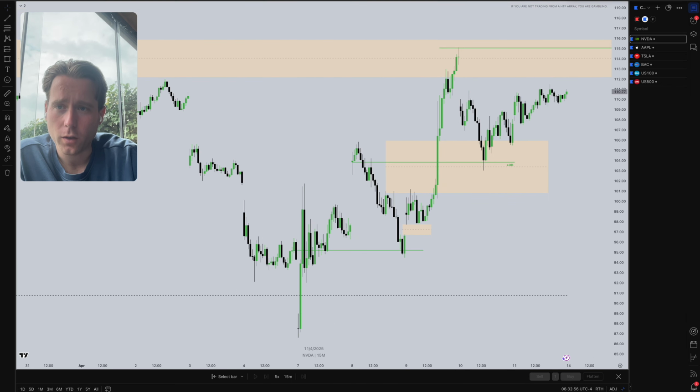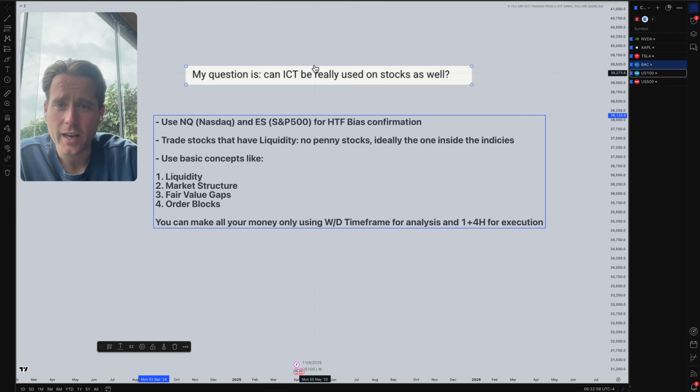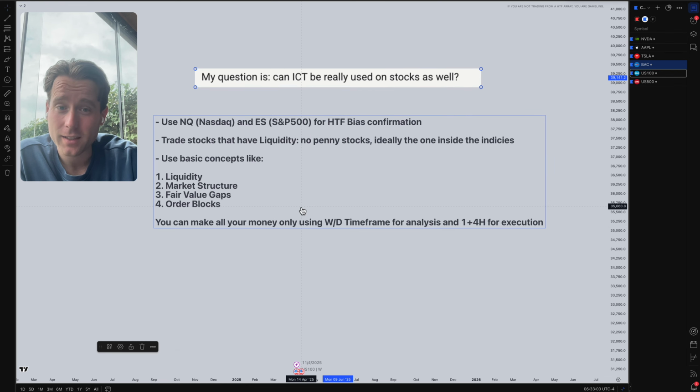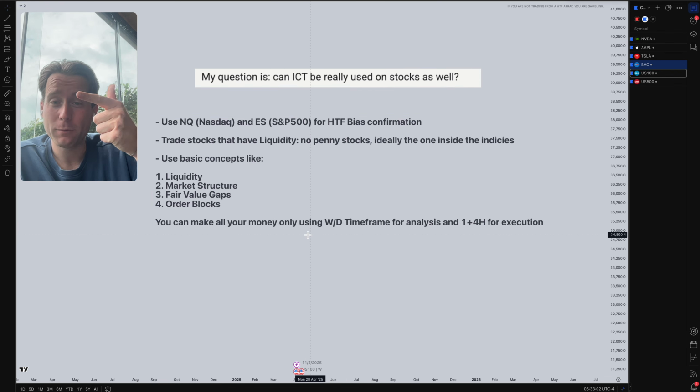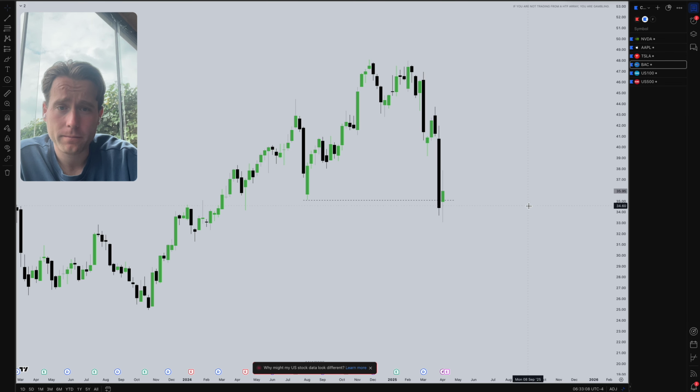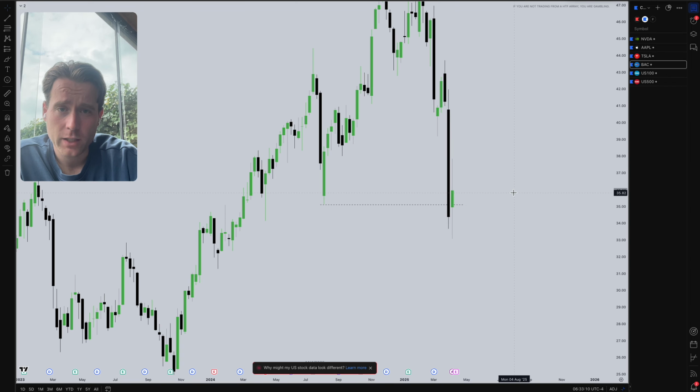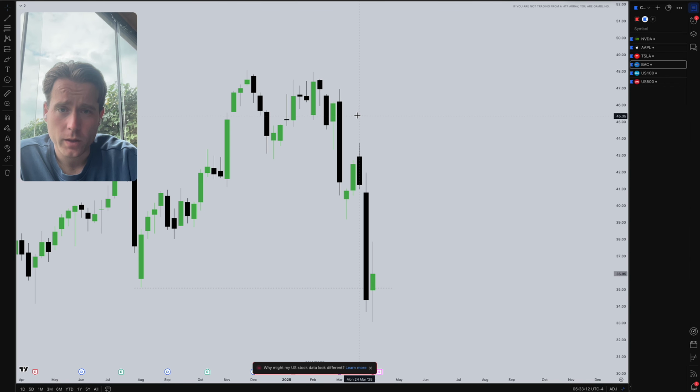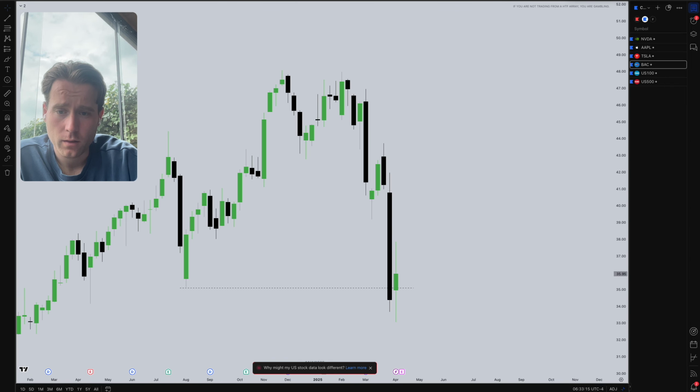But back to the question, can ICT be used on stocks as well? Yes. You use weekly and daily for analysis and 1 or 4 hour for execution. You saw this here on Apple and NVDA. Let's do one more. Bank of America. Similar price action. What do I see here on the top? For the shorts, I see fair value gap 1. It's on the weekly time frame, fair value gap 2. So here as well, you could have used this as short territory.